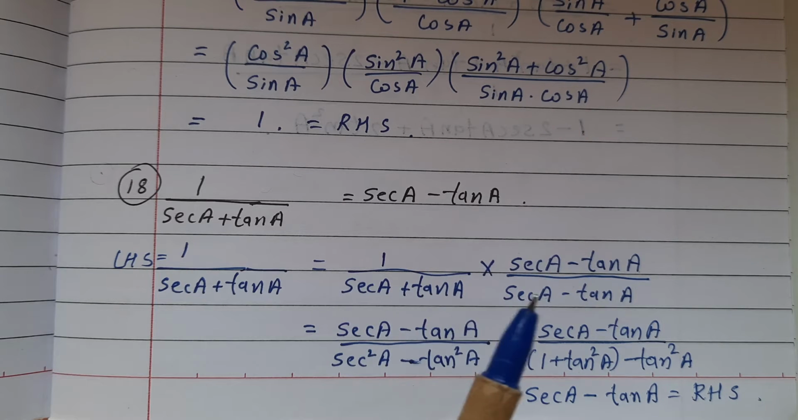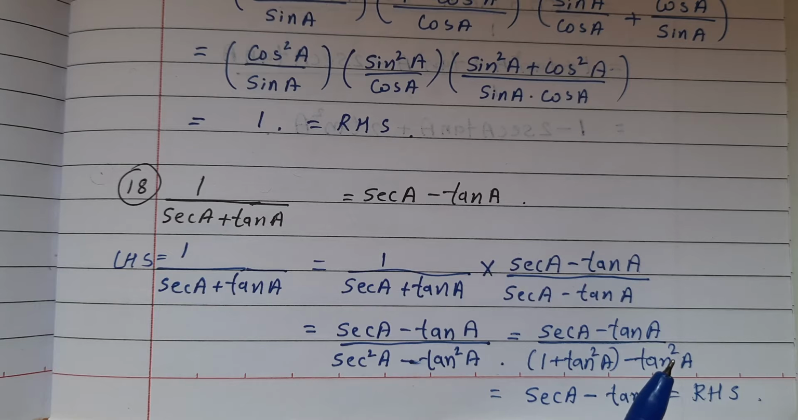Here (A plus B)(A minus B), so sec square A minus tan square A, A square minus B square. Sec square A is 1 plus tan square A. So we will write here sec A minus tan A upon 1 plus tan square A minus tan square A. So plus tan square A minus tan square A get cancelled. Denominator is 1. Therefore, numerator is sec A minus tan A, which is equal to right hand side.